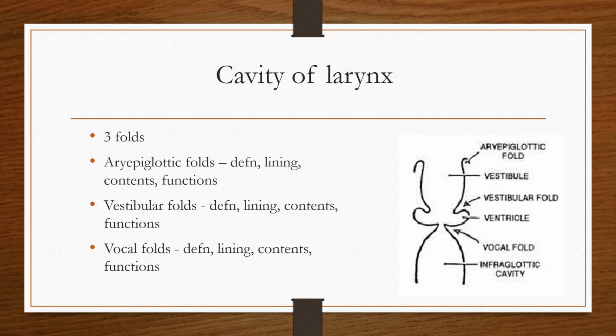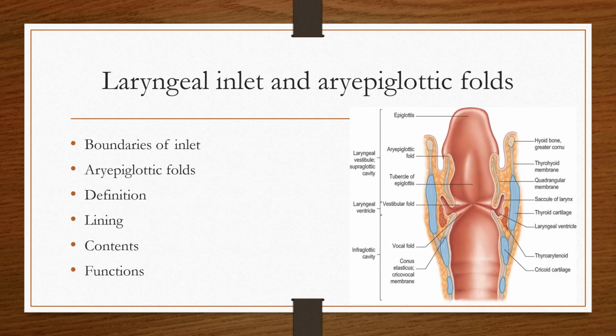Today we will see the cavity of larynx. The cavity shows 3 folds: the aryepiglottic fold, the vestibular fold and the vocal fold. So what are aryepiglottic folds? These are the boundaries of the laryngeal inlet. This laryngeal inlet is bounded by the epiglottis above, which is shown in this adjoining diagram, the aryepiglottic folds on either side and the interarytenoid mucous fold behind.